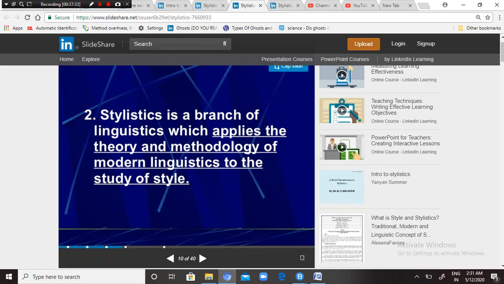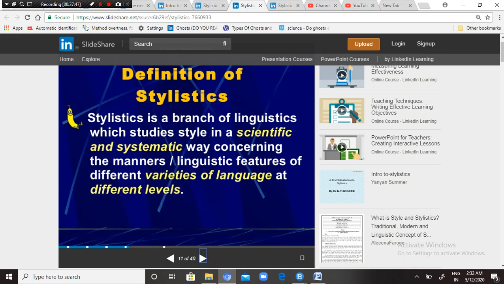Stylistics is the branch of linguistics which applies the theory and methodology of modern linguistics to the study of style. Okay, next we watch the definition of stylistics. Stylistics is a branch of linguistics which studies style in a scientific and systematic way, concerning the manner in which linguistic features of different varieties of a language are used at different levels.